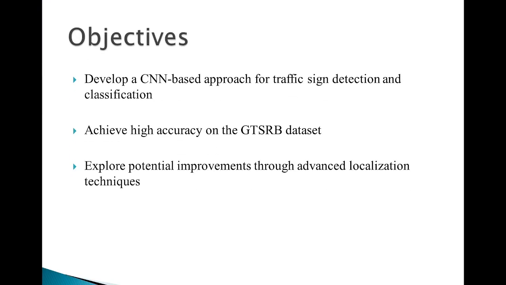So what is the objective? The objective of this paper is to apply a CNN-based approach for traffic sign detection and classification. They want to achieve higher accuracy on the GTSRB dataset.